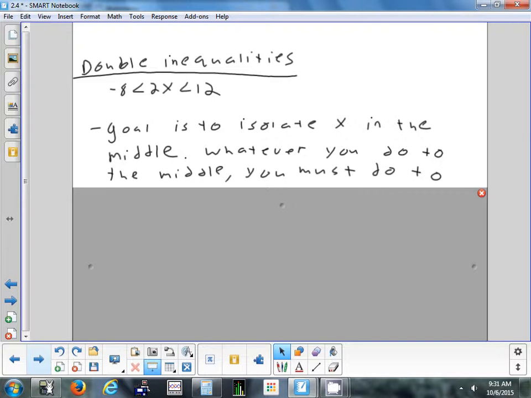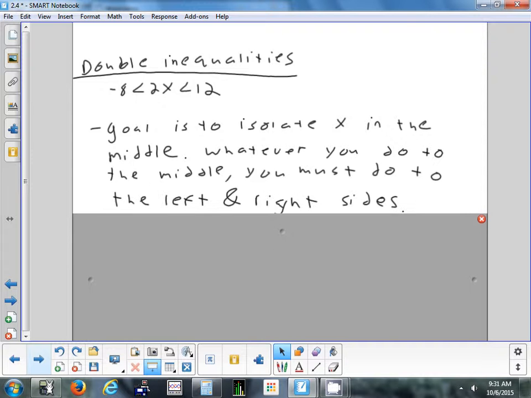Double inequalities, especially, calculators are really useful to graph these sometimes. But algebraically, it's the same goal: get x by itself, except x is in the middle. Whatever you do to the middle, you do to the left and to the right. Like in this problem, you divide everything by 2, and that'd be it, to get x by itself.